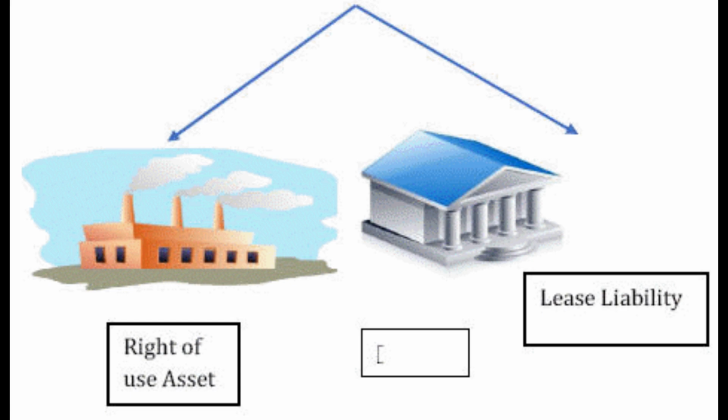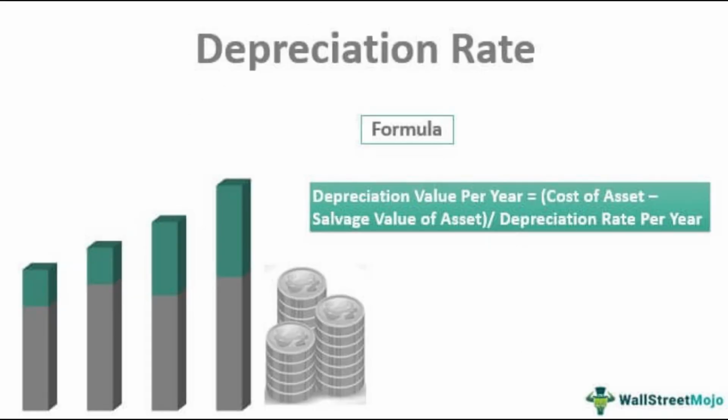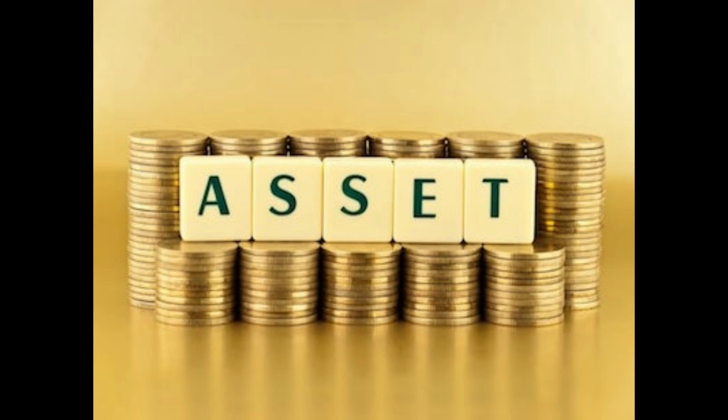When this amount is given, you need to determine the useful life of the asset. You divide by the useful life, and it gives you the depreciation value per annum pertaining to the asset. There is also the subsequent measurement of the right-of-use asset. This is where I talked about the useful life of the asset.